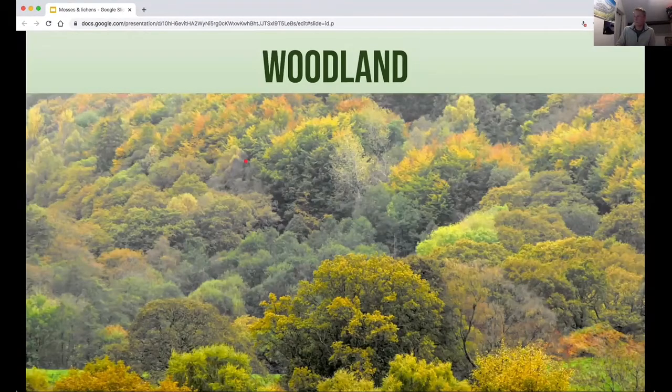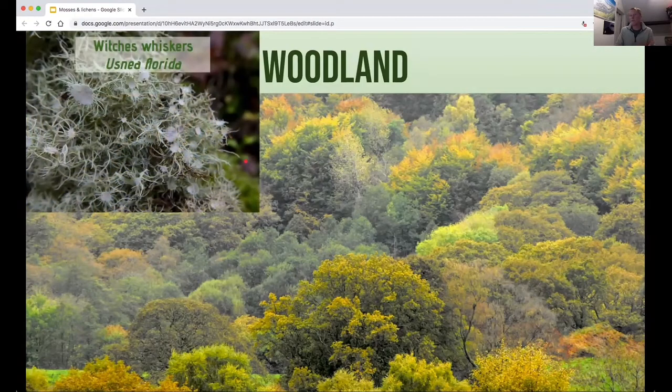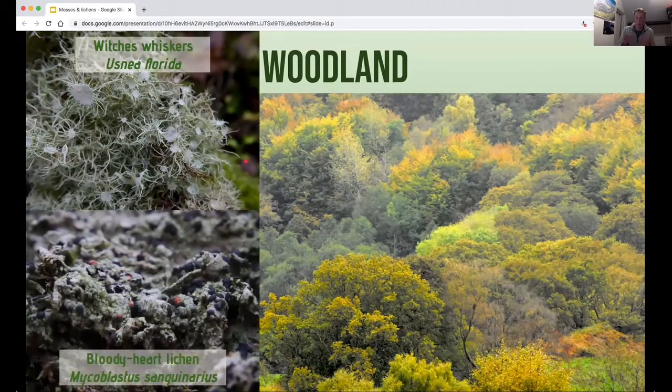In woodlands, you've got classic humid environments, a fantastic range of habitats, more humid, especially in and around gorges. And there are some wonderful names for some of these lichens. So, witch's whiskers, this is probably one of the rarer species. You only find it really in the west, where it's clean air, low sulfur, and it's very sensitive to nitrogen.